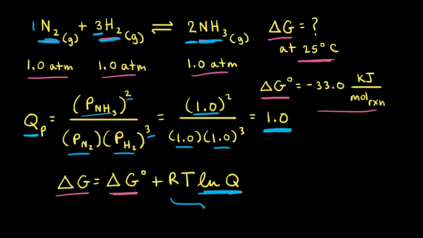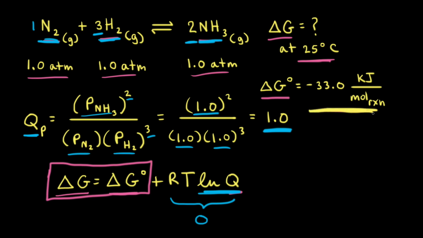So this second term here in our equation goes to 0, and at this moment in time, delta G is equal to delta G naught. And since delta G naught is equal to negative 33.0 kilojoules per mole of reaction, since delta G is negative, at this moment in time, the reaction is thermodynamically favored in the forward direction.